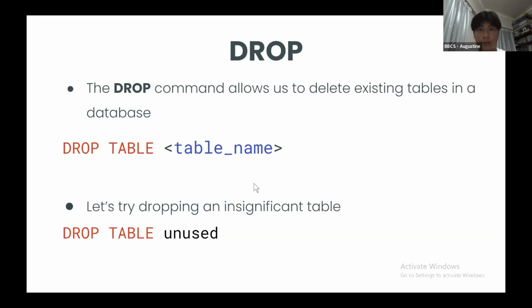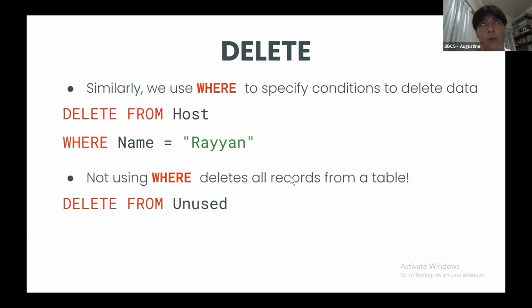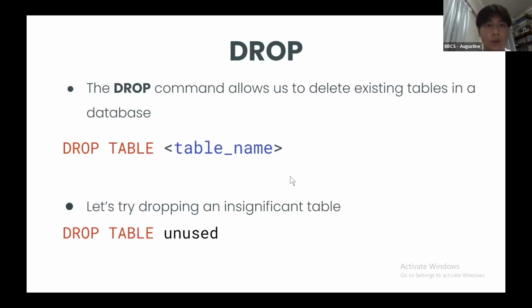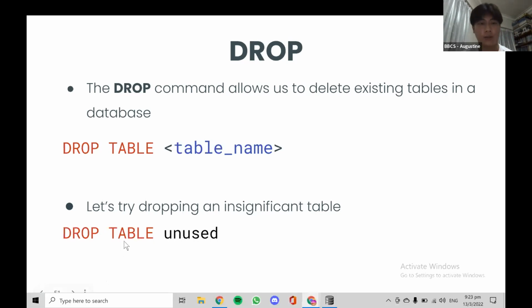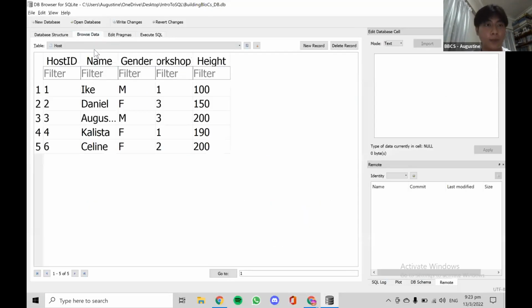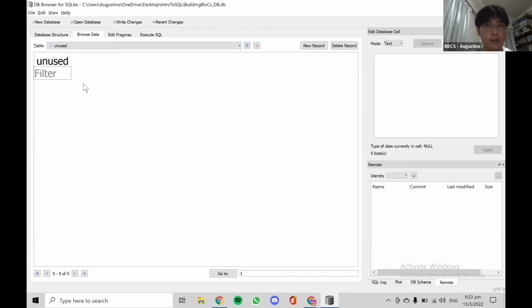Now moving on to the drop command. Well, the drop command allows us to delete existing tables from a database. Now the difference between delete and drop is that delete can delete one or more records from a table, whereas drop basically deletes the whole table from existence. So when we want to delete a whole table, we just use the words drop table followed up by the table name.